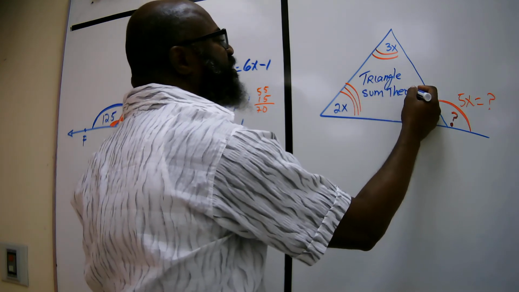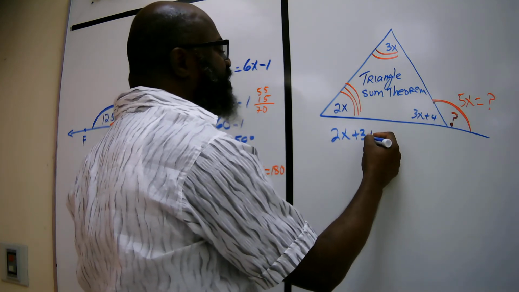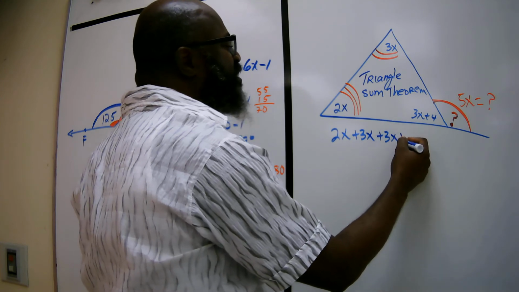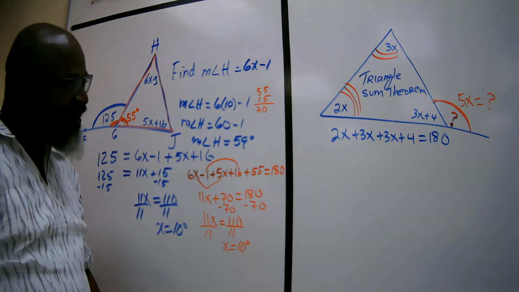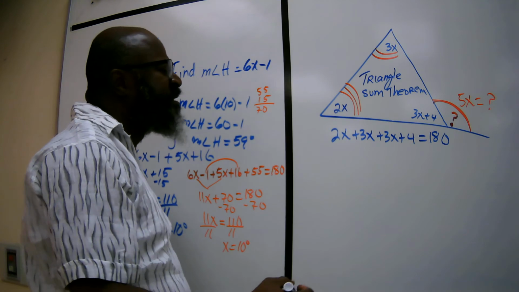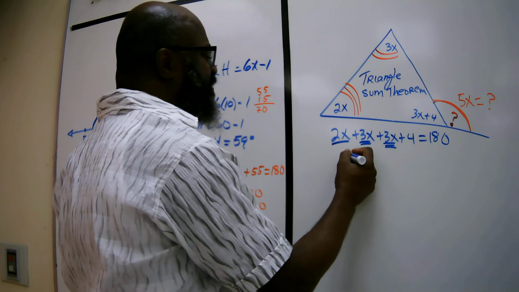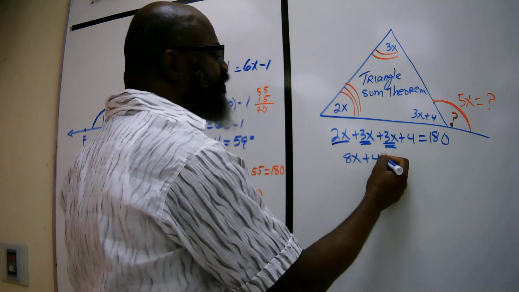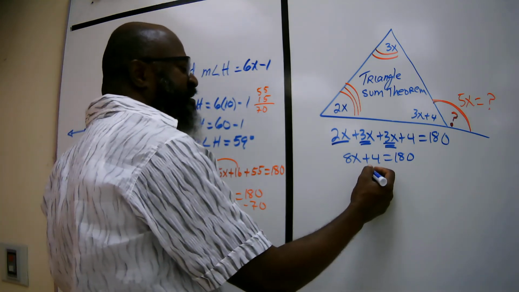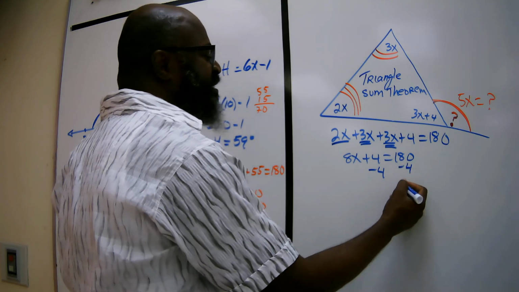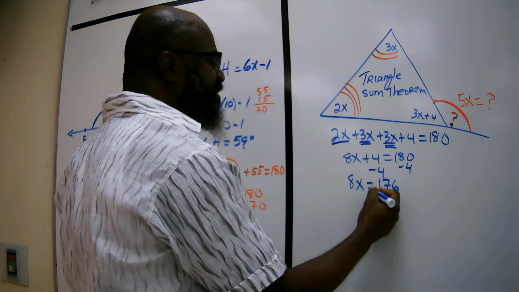In this case, I will have 2x plus 3x plus 3x plus 4 is equal to 180. So that's my equation. Right now I can go solve for it. I will have 2x plus 3x, 5x, plus 3x, that's 8x, plus 4 is equal to 180. In this case, I can subtract 4 from each side, and I will have 8x is equal to 176, divided by 8.